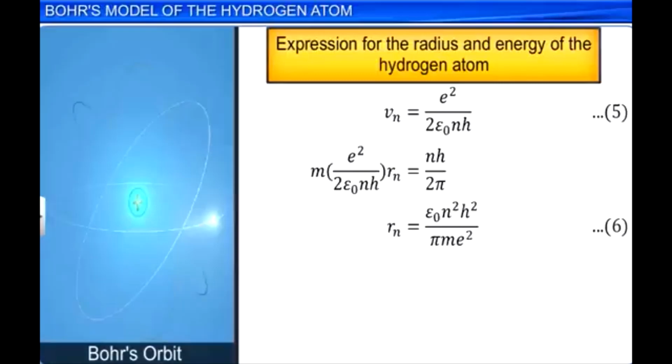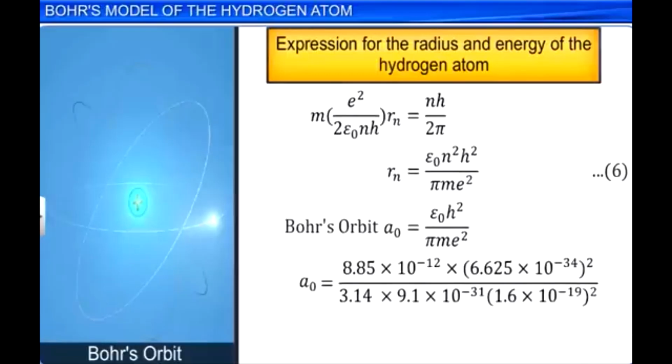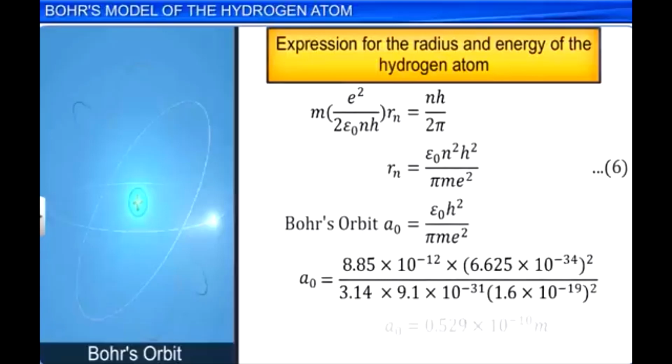Substituting the value of Planck's constant h, epsilon naught, and the magnitude of the charge of the electron e, and simplifying, we get A0 is equal to 0.529 × 10^-10 meter, which is equal to 0.529 angstrom. From equation 6, it is clear that the radii of orbits are directly proportional to n square.